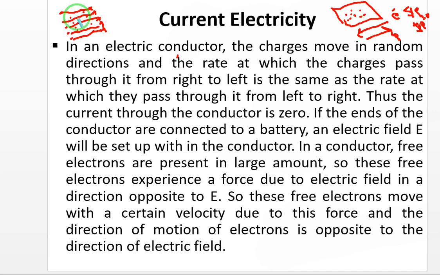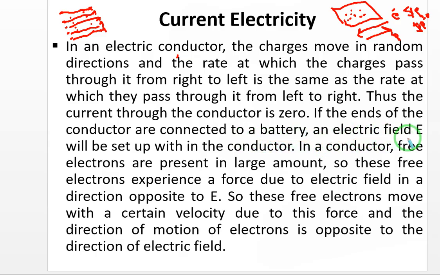In such a case, because we say that current is due to free electrons, when there is no free electron, it means we don't have a current. That's why the current in a conductor is zero. So if the ends of the conductor are connected to a battery, the conductor is connected with the battery. A battery has a positive and negative terminal.